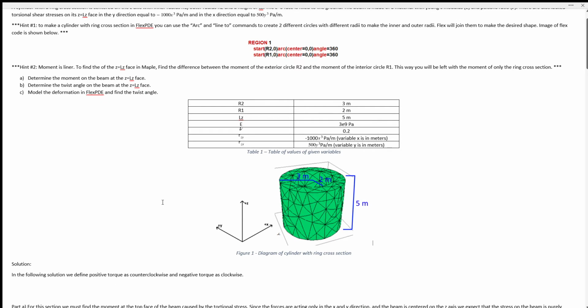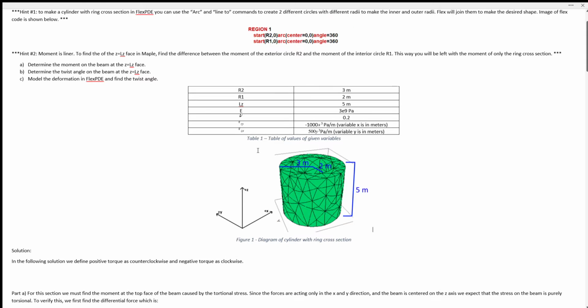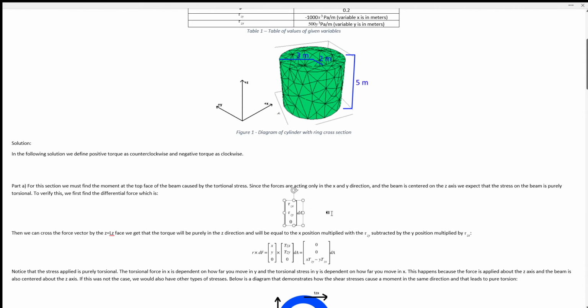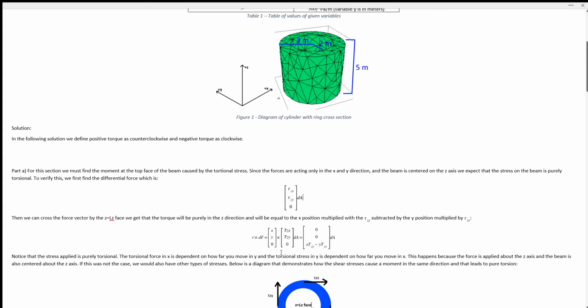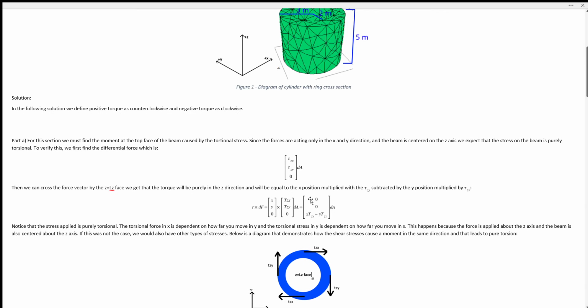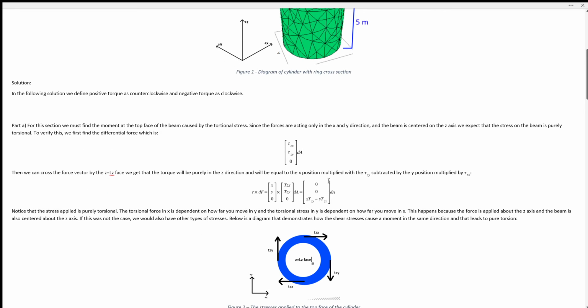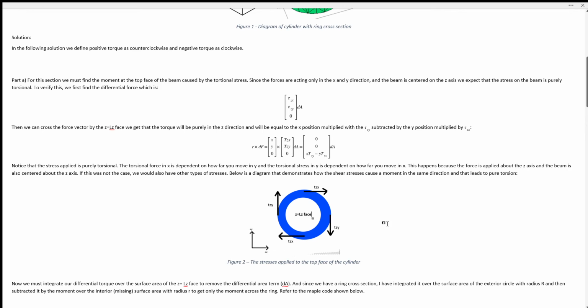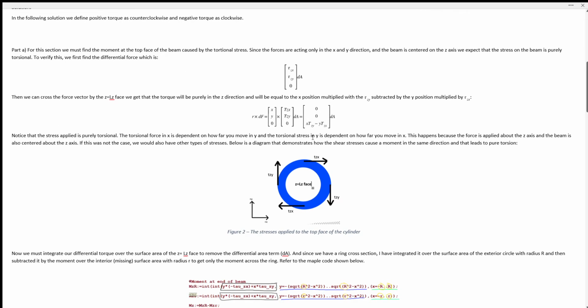So for part A, what we need to do is find the moment at the top face here. We start by finding our differential force, and we cross it with our position vector, and then our result is that we have a differential torque here, and we can see that there's no x and y components of the differential torque, which means that our stress is going to be purely torsional. We have an illustration that shows how the stresses are applied here, and they're moving in the clockwise direction, also known as the negative direction, since that's how we defined it.